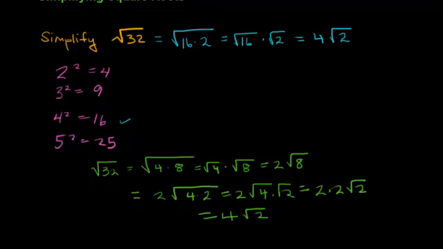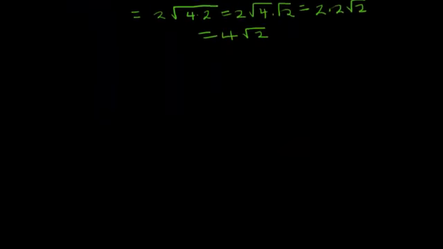Okay, let's work another example. The square root of 27. We want to simplify the square root of 27. So thinking about our perfect square factors, 2 squared is 4. 4 is not a factor of 27. 3 squared is 9. 9 is a factor of 27.